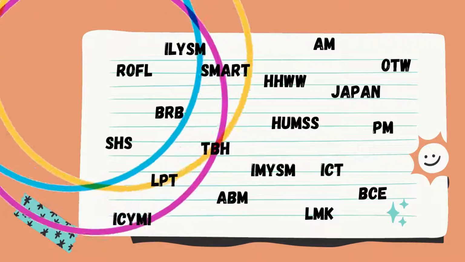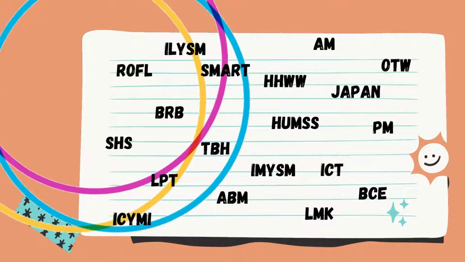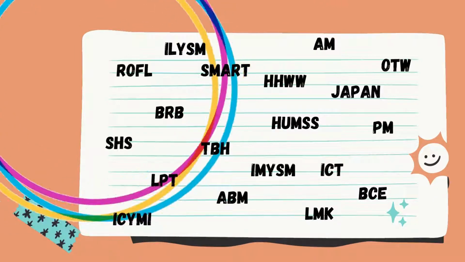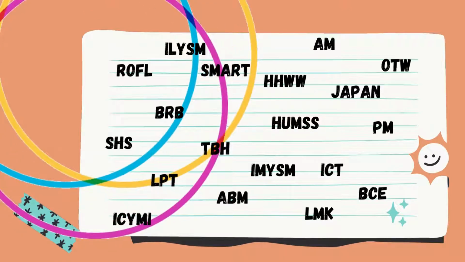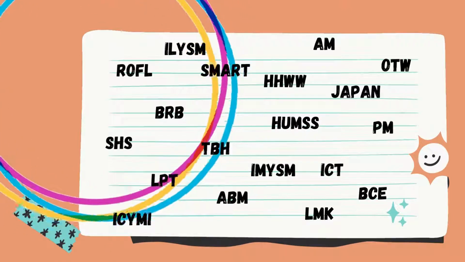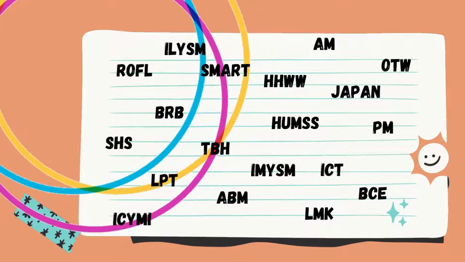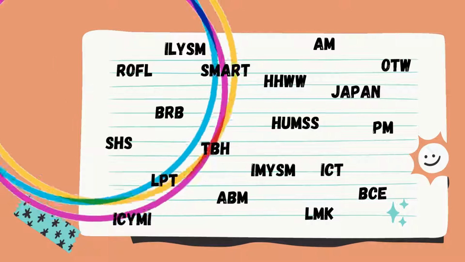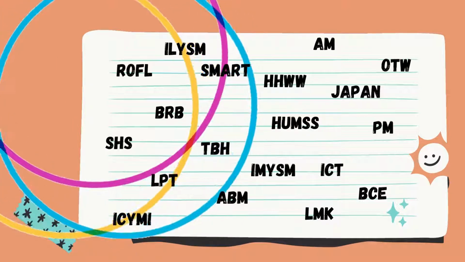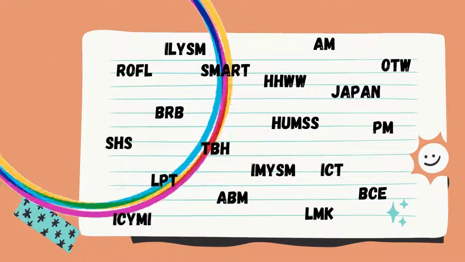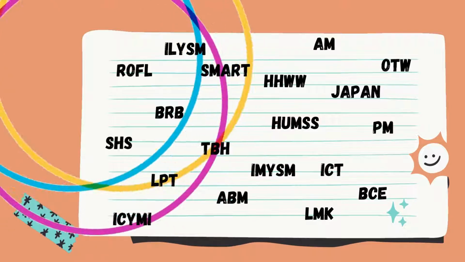We also have the PM. Formally, it means post meridian, but we can also use it in Messenger just like private message. We also have the word Japan, but it doesn't pertain to the country Japan, but it means just always pray at night.